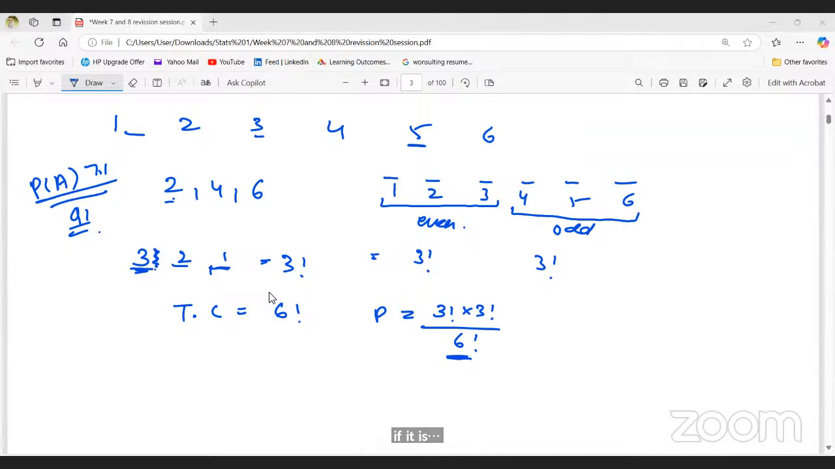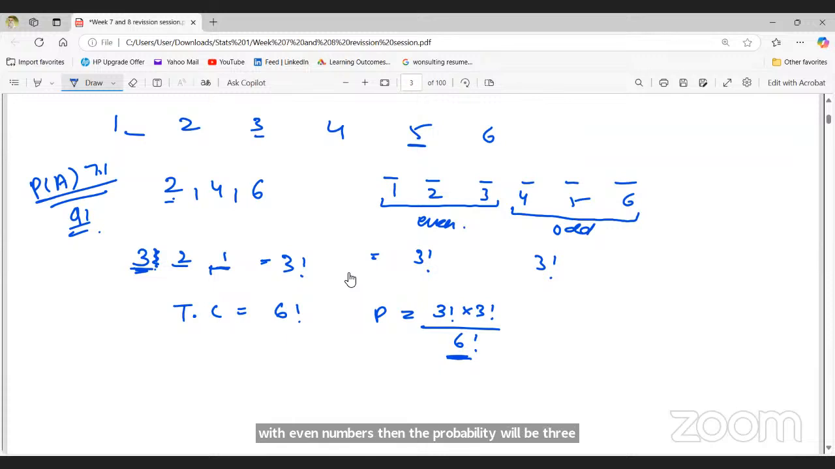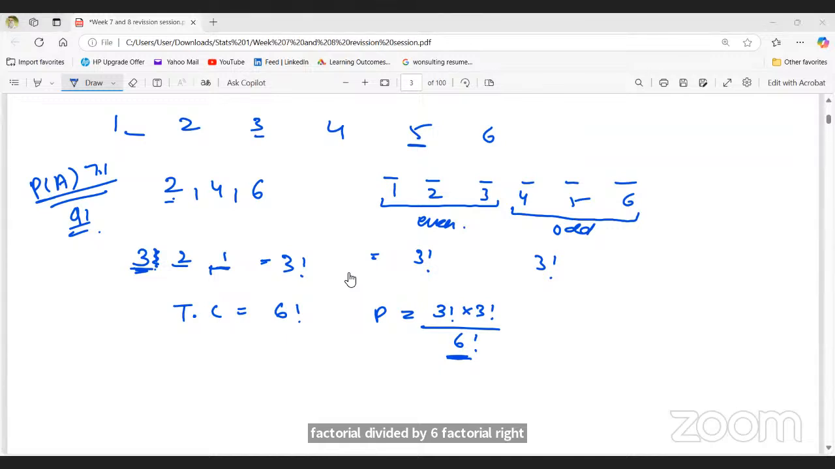Ma'am, in the 7.6 activity, question number 4, I have a doubt. In the same question, if it was only the first 3 positions with even numbers, then the probability will be 3 factorial divided by 6 factorial, right? No, we should arrange odd numbers also, so it will be multiplied. Yes, for the rest of the cases.